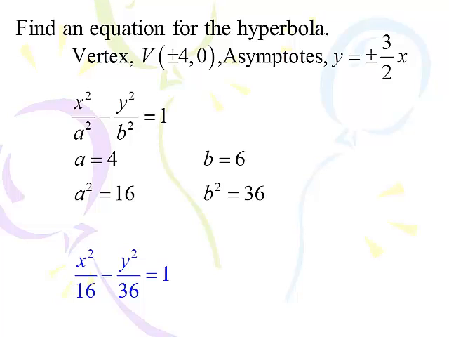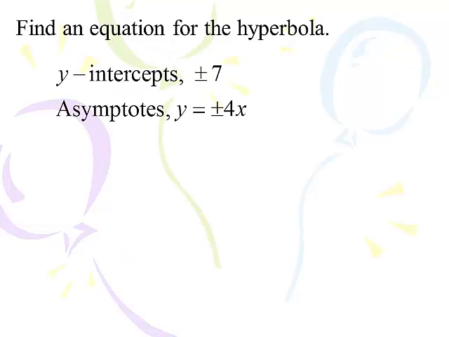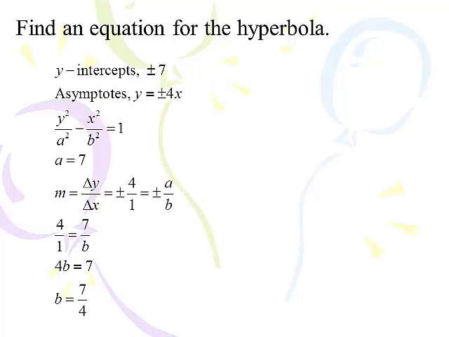Again, set the equation up and figure out if it's A over B or B over A. Let's do another one. Here the y-intercepts are at plus or minus 7, and the asymptotes are y equals plus or minus 4 over 1 x. And I might also add here that the center of the hyperbola is at the origin. So the y-intercepts are plus or minus 7, which is a funny way of saying that the vertices are at 0, plus or minus 7. So A is 7. It's y squared over A squared minus x squared over B squared equals 1.